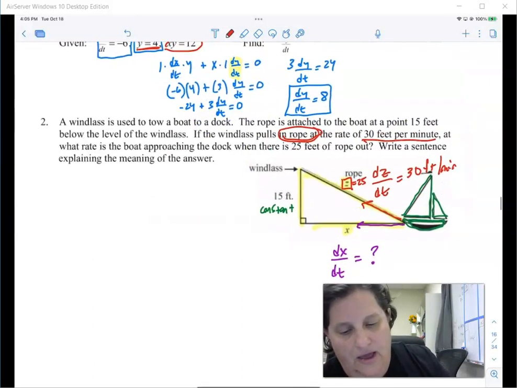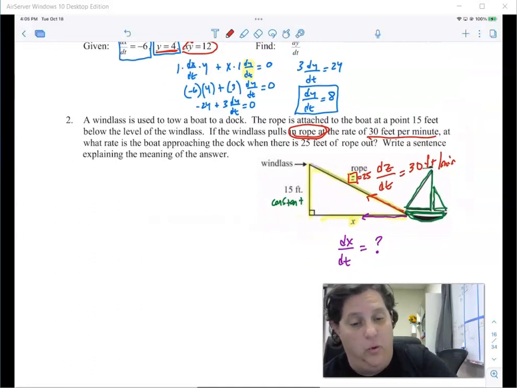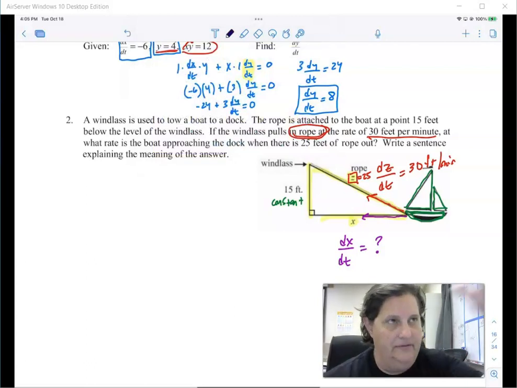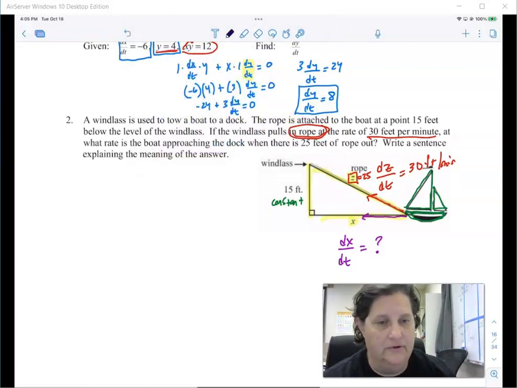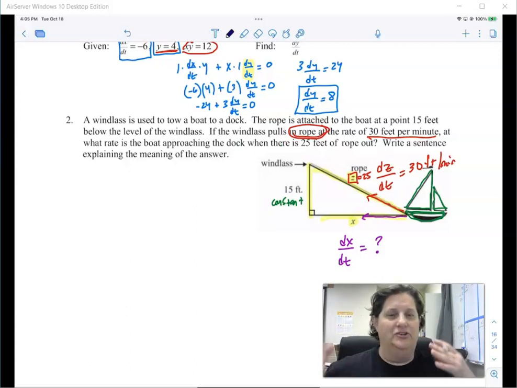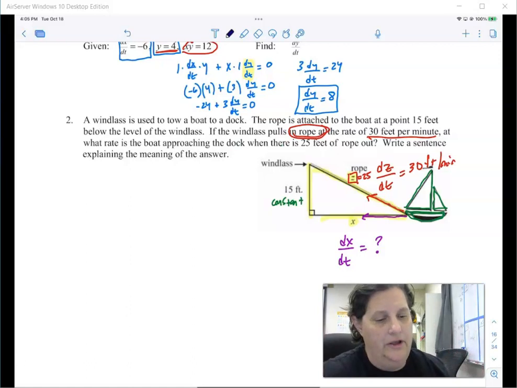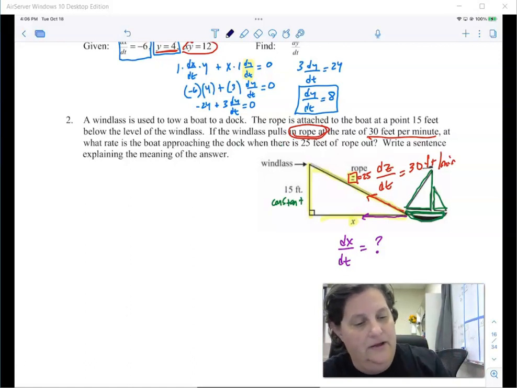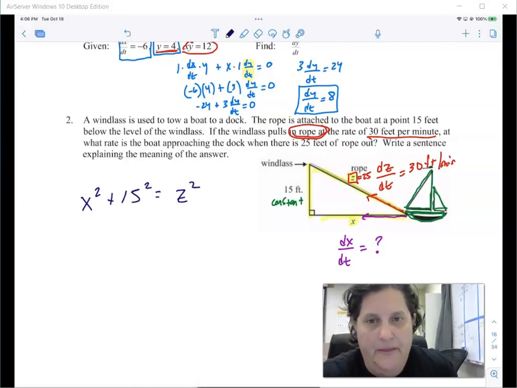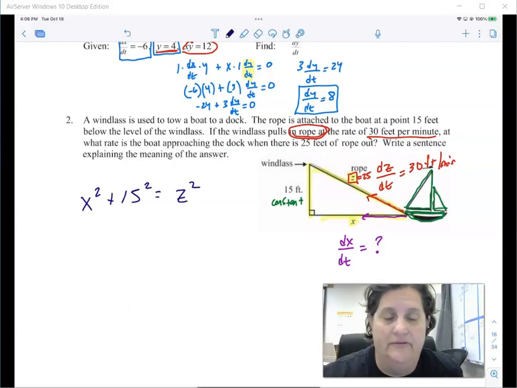First, we have to find an equation that relates all these things together. I'm using a right triangle with lengths of sides. What equation do you think of when you think of a right triangle? a squared plus b squared equals c squared. This is a very typical one. We're going to use the Pythagorean Theorem. So I'm going to write x squared plus 15 squared equals z squared. Notice I didn't use another letter for the 15 because it's constant. x and z are changing.